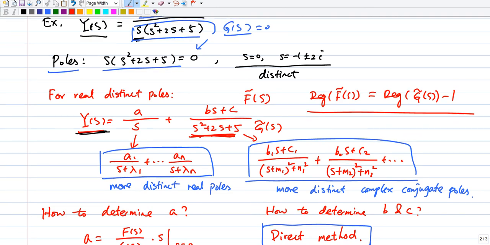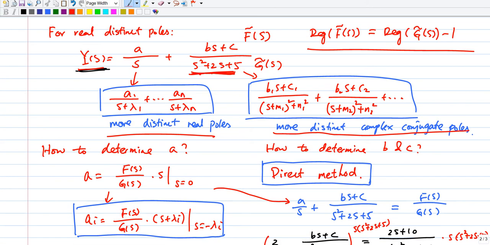So once we do that, of course, you can also say I have more distinct real poles. You can do this way. You can have similar poles as I mentioned for the first case. What if I have more distributed complex conjugate poles? You can also have this one, many of this. Okay. Now, how do I determine this A?